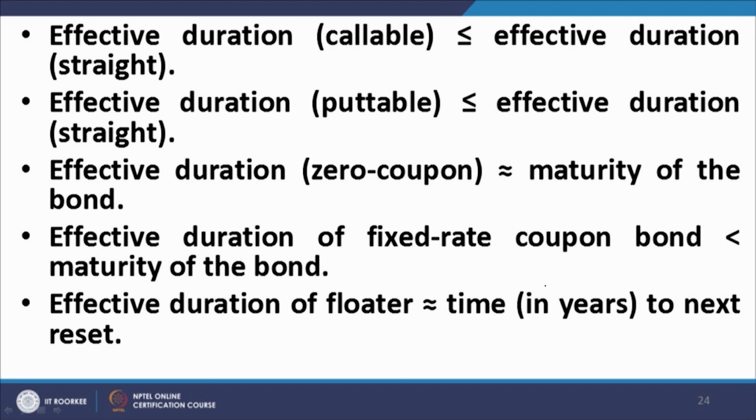So, you can leave it for the moment, but let me reiterate: effective duration of callable and puttable bonds could be less than or equal to the corresponding straight bonds. Effective duration of zero coupon bonds equals the maturity of the bond, and effective duration of fixed rate coupon bonds is less than the maturity of the bonds.